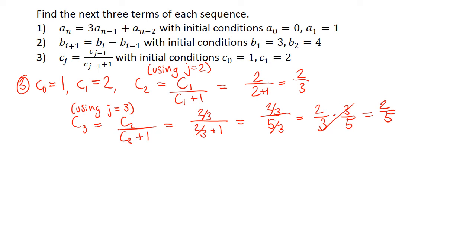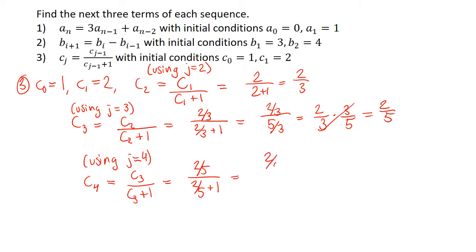Okay, and then c4, I'm using j equals 4. So this will be c4, and then j minus 1 is 3, so this will be c3 over c3 plus 1. Okay, so this is 2/5 over 2/5 plus 1. I think 2/5 plus 1 is 7/5. So then this is going to be 2 over 5 times 5 over 7. So the 5's cancel, and that gives me 2/7. And that's it.